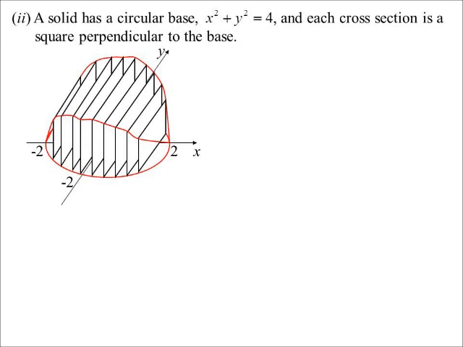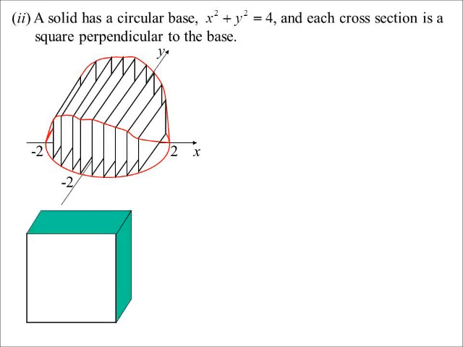So each slice I know is a square. What are its dimensions? Well, the thickness, the way I've drawn it, is in terms of x. So I want everything in terms of x. But the base of my square would be twice the y value. But it's a square. So the height would also be twice the y value. So I know the overall area is 4y squared. But I would like that in terms of x.